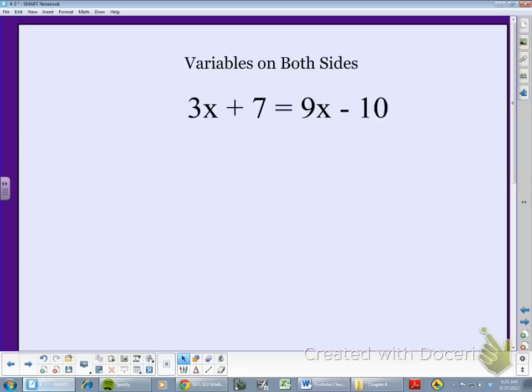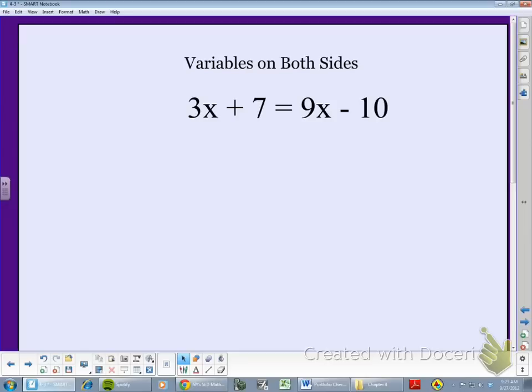Okay, this is our first example of an equation with variables on both sides, and you may have seen this before last year. Remember, we always ask ourselves, is there anything to clean up on the left-hand side or the right-hand side before we start trying to subtract or add or multiply or divide from one side to the other? And the answer here is no, I can't add those two things together, and I can't subtract those two things together because they're unlike terms. So now I'm just going to start looking at what I can do from one side to the other.